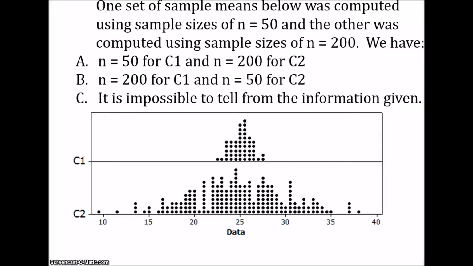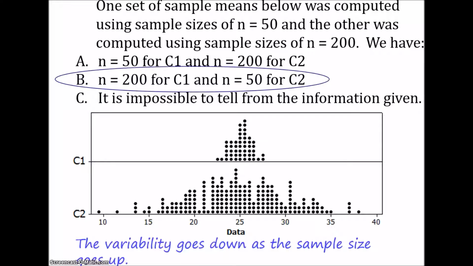So the answer here is B, that C1 is the larger sample of 200 and C2 is the smaller sample of 50. The variability goes down as the sample size goes up.